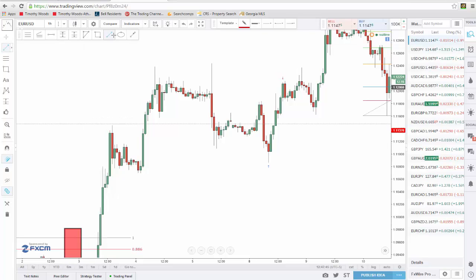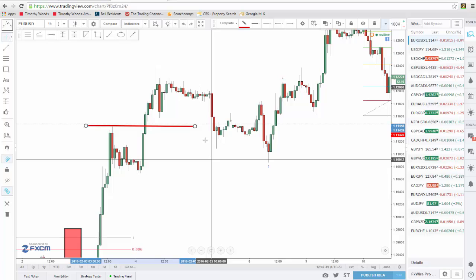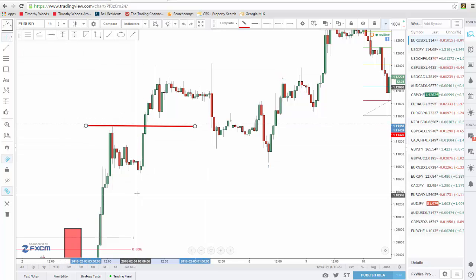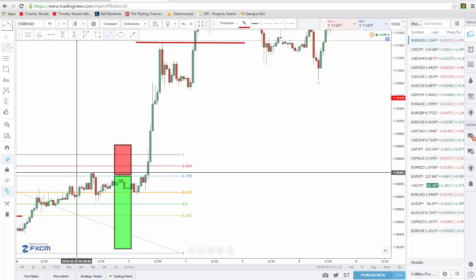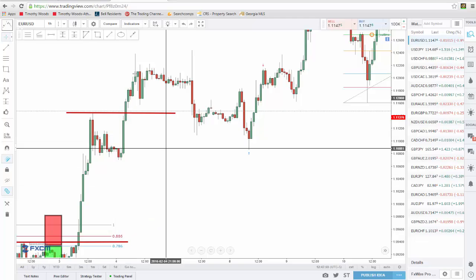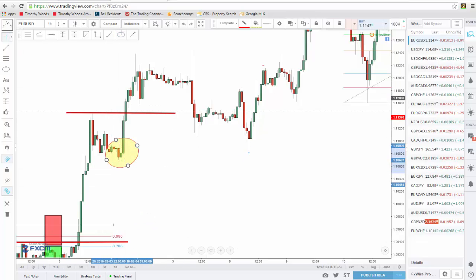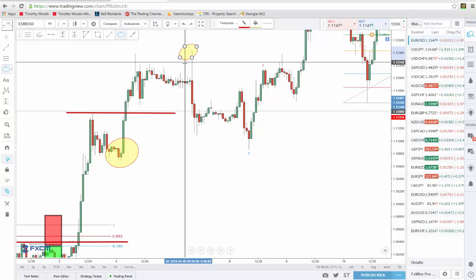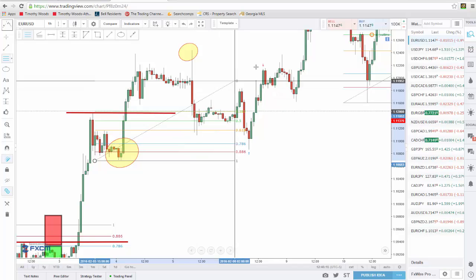If you can take a look at this structure level here, you see that we broke and closed above it. And what I do when I see a break and close above a couple of different structure levels, as you can see, we also broke and closed above this previous resistance. I go from my swing low here up to the newly created swing high, and we look for what?